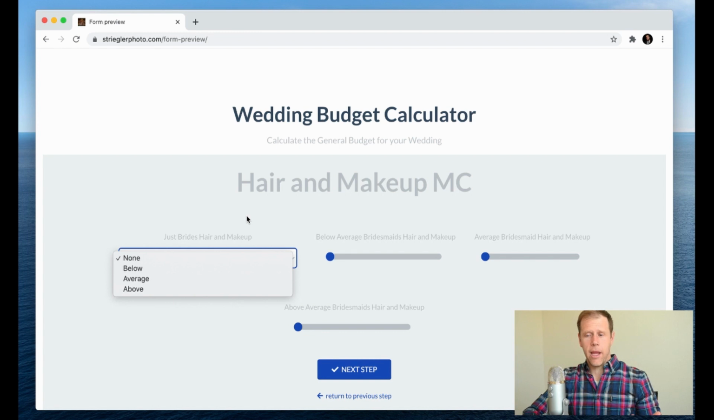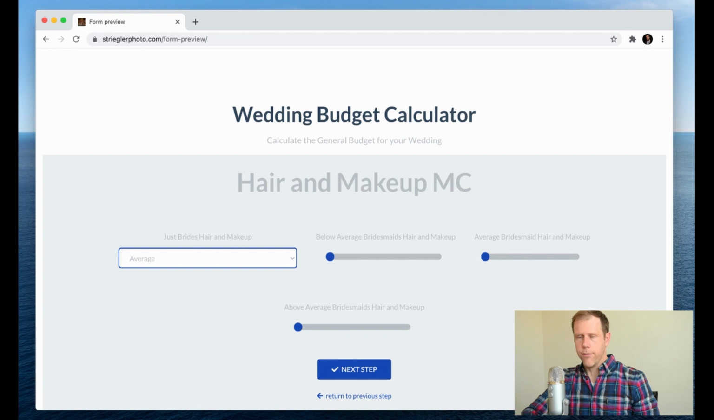But if you are paying for those things, first you'll choose what you're doing here. And if you're not paying for it, you would choose none. But if you're paying for it, then you would pick whatever applies. And then if you are paying for your bridesmaids, you would come over here and again, pick whichever one you want, and you're going to slide it depending on how many bridesmaids you have.